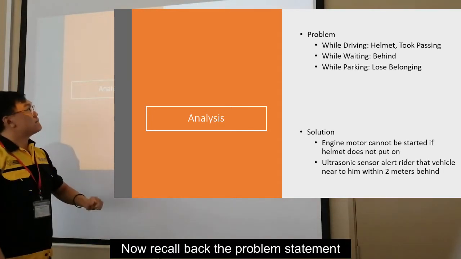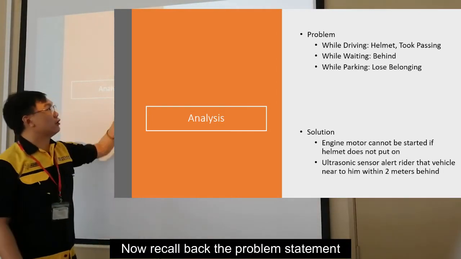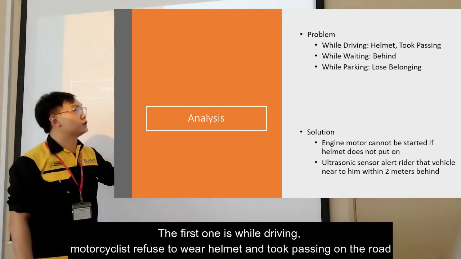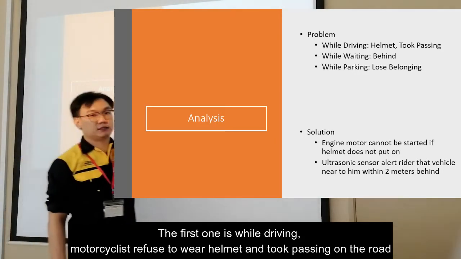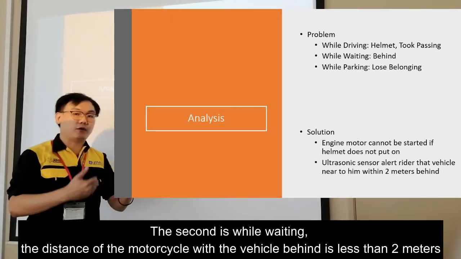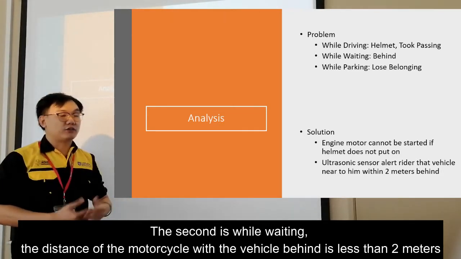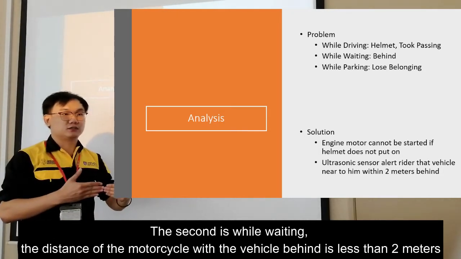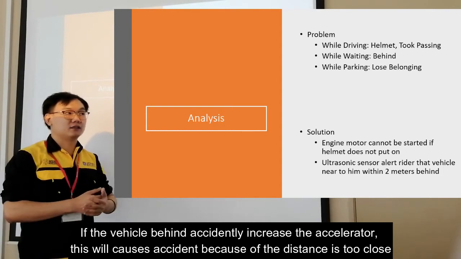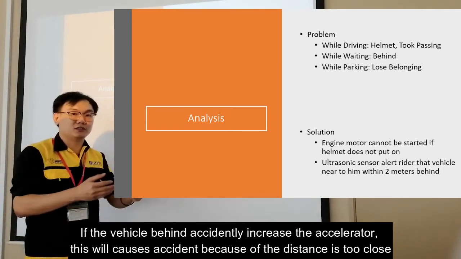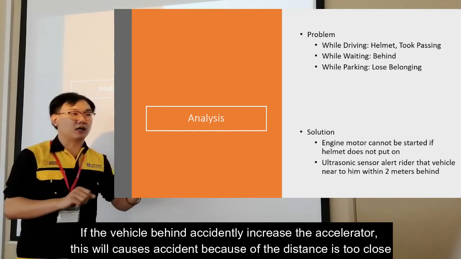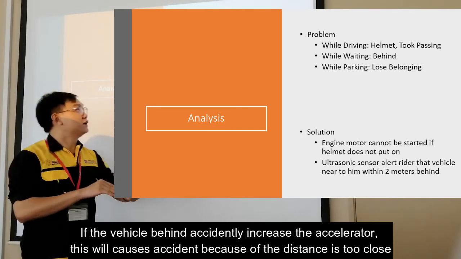So this is the problem. Okay, let me just recall. My problem is that while driving, the user does not wear the helmet and then goes passing. So this is very dangerous. And then while waiting at the traffic light, the vehicle behind is too near. So this is very dangerous when the light is green. If the user accidentally presses too strongly on the engine, this will cause an accident.